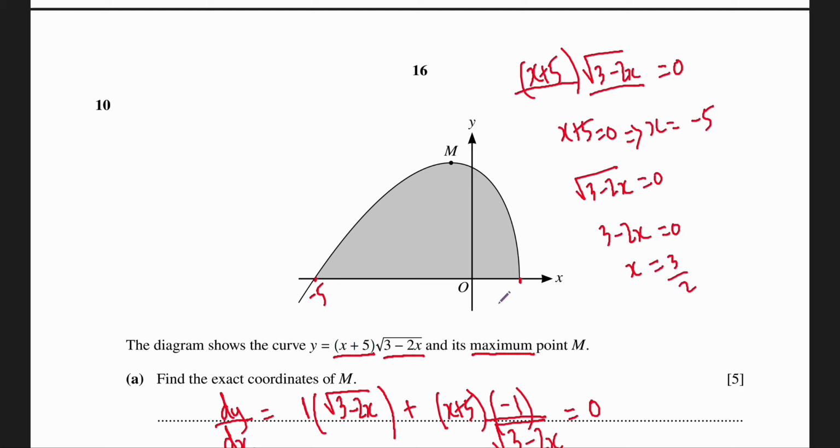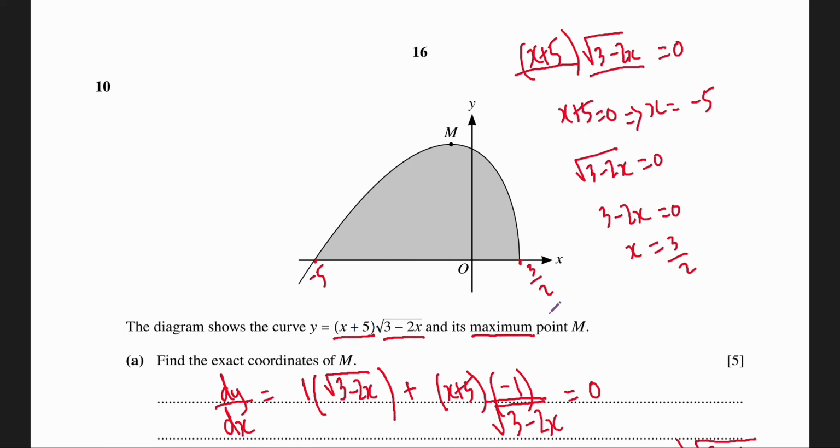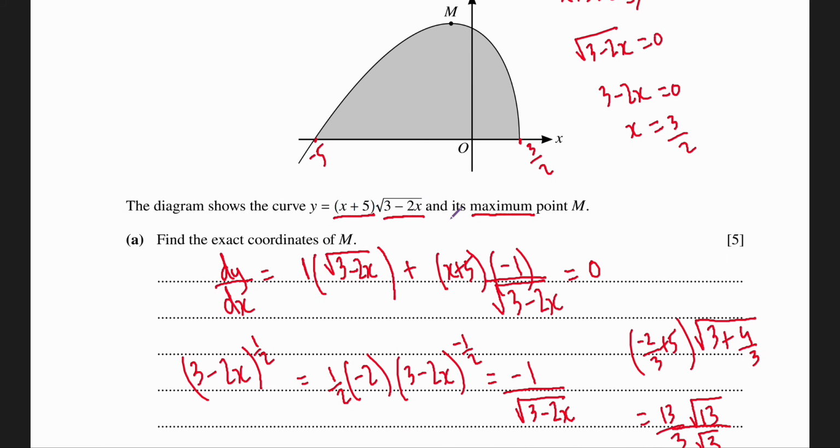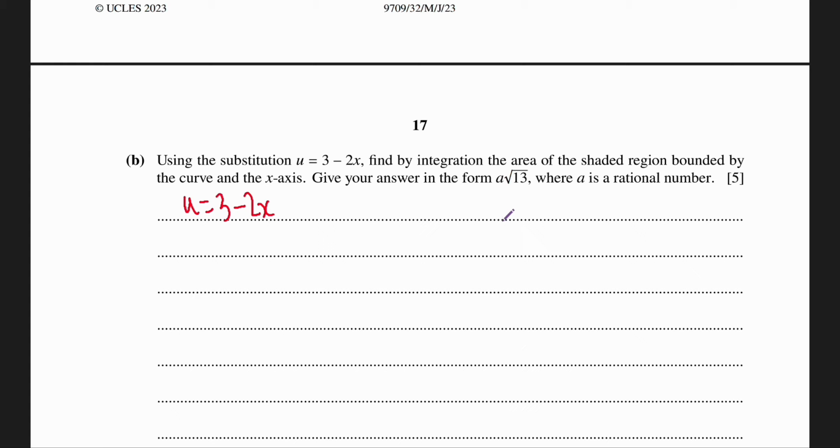So that's good. So that's 3 over 2. So now we have the limits. Those are called the limits, and those are the limits of the area of the region we are integrating over. So we have the integral between -5 and 3/2 of y with respect to x. Okay, so far so good.